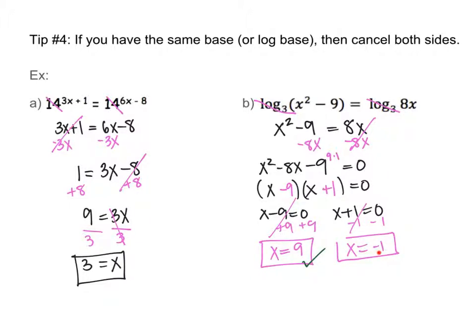This one here, negative 1. If I plug it into this log, 8 times negative 1, it's going to be a negative 8 inside. Not good. Not good. So this is going to be not valid. And it looks like X equals 9 is our only valid answer here.